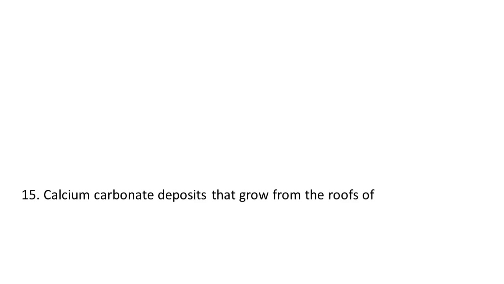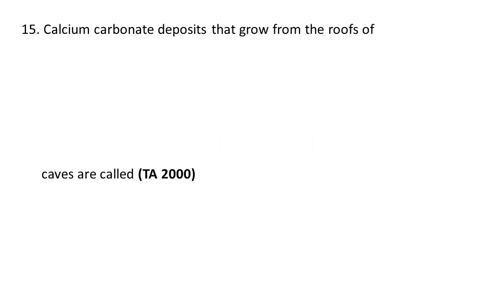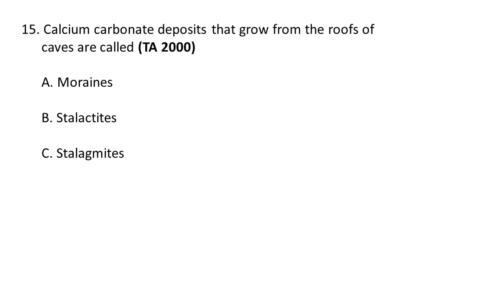Next question. Calcium carbonate deposits that grow from the roofs of caves are called A, moraines, B, stalactites, C, stalagmites, and D, ventifacts. So the correct option is B, stalactites. Calcium carbonate deposits that grow from the roofs of the caves are called as stalactites, and these stalactites are icicle shaped deposits that form when water dissolves limestone and then redeposits the calcium carbonate on cave ceilings. So B, stalactites is the correct option.